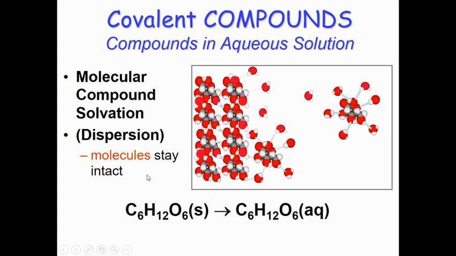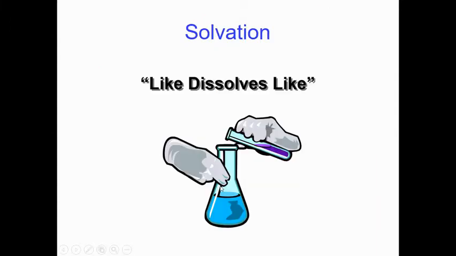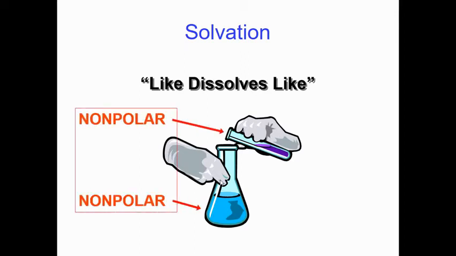That is called dispersion. Your molecules stay intact, but they're still solvated. They're still surrounded by water molecules, but they're not broken up into parts. Okay? When you're talking about solvation, we always like to say like dissolves like. And when we talk about like dissolves like, we're usually talking about polarity. If things are very, very polar, they're going to dissolve in things that are polar. If things are nonpolar, they're going to dissolve in things that are nonpolar.